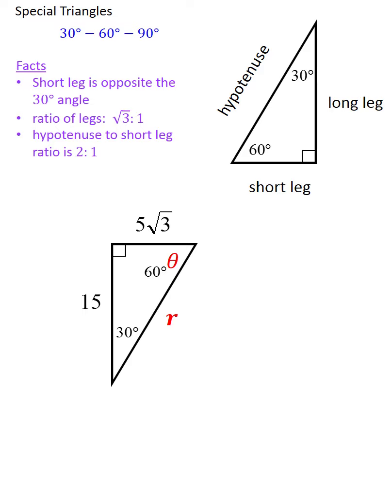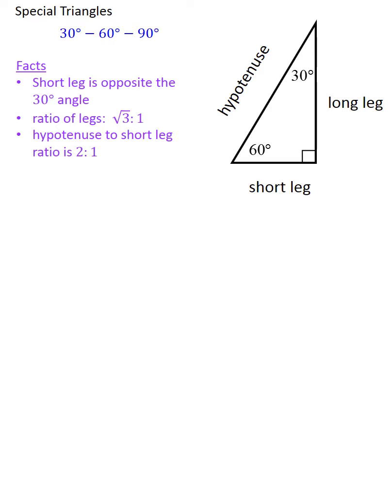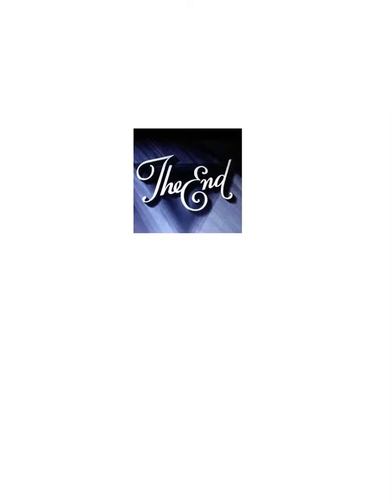And finally, to solve for r, we'll use the 2 to 1 ratio again between the hypotenuse and the short leg. Since we know the short leg, and we want the hypotenuse being longer, we're going to have to multiply. Multiplying the short leg by 2 gives us the hypotenuse. And that completes the lesson.